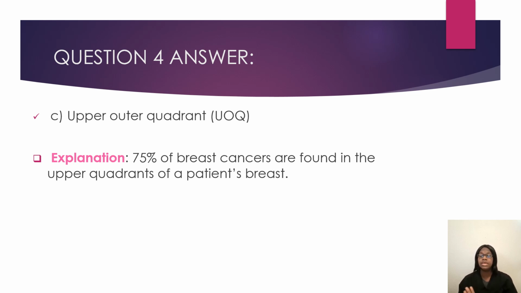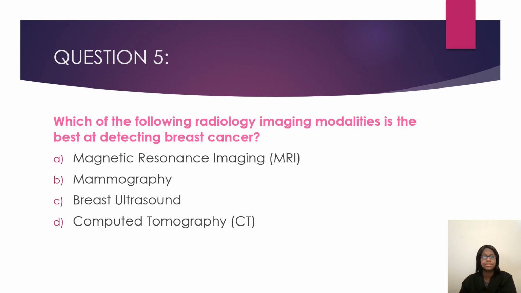But whenever the patient is diagnosed with breast cancer, when they come back in for their follow-up scans, look and see which quadrant is affected, because I do see that most of the time it is that upper outer quadrant. Not saying that it doesn't happen in any other quadrant. It's just saying that 75% of breast cancers are found in the upper outer quadrant.